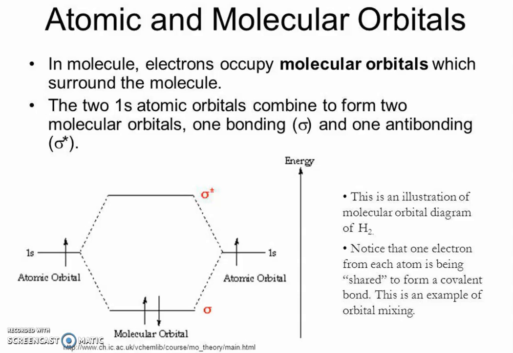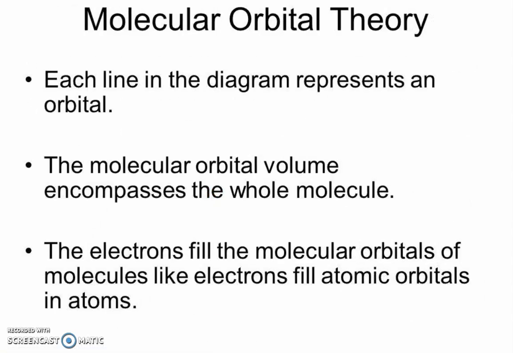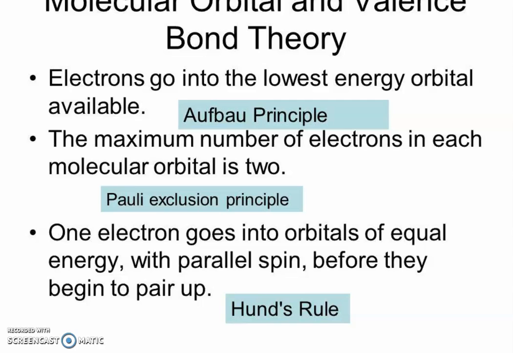Notice that one electron from each atom is being shared to form a covalent bond. This is an example of orbital mixing. In molecular orbital theory, each line in the diagram represents an orbital. The molecular orbital volume encompasses the whole molecule. The electrons fill the molecular orbitals of molecules like electrons fill atomic orbitals in atoms.